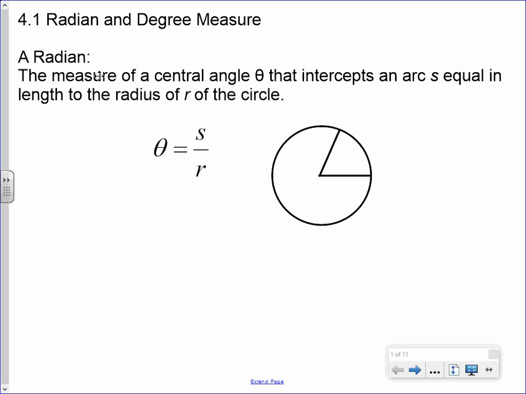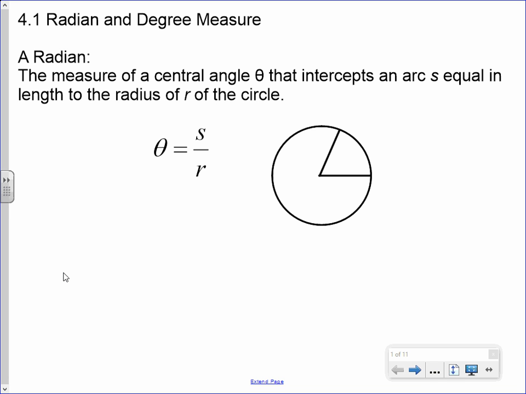What is a radian? We have two different ways to measure angles, and that's really what trigonometry is all about: triangles and angles. A radian measure is the intercepted arc, one radian. A radian is when the arc is the same length as the radius.